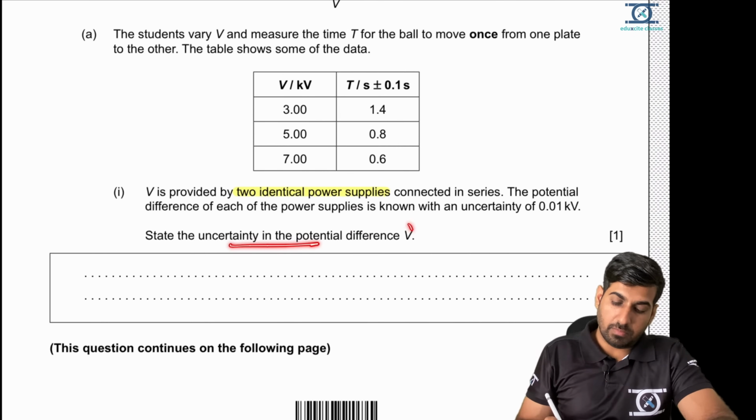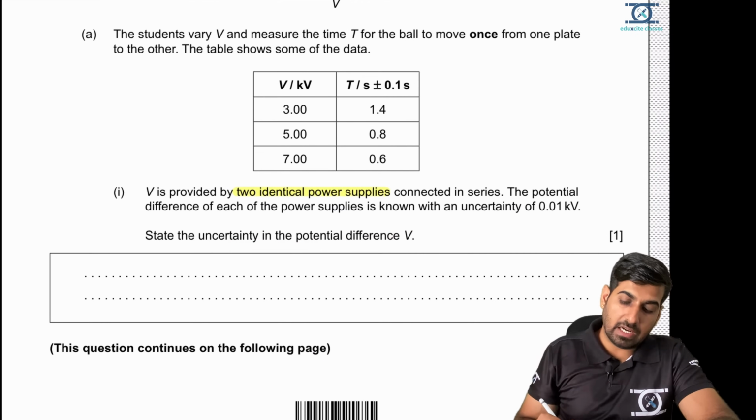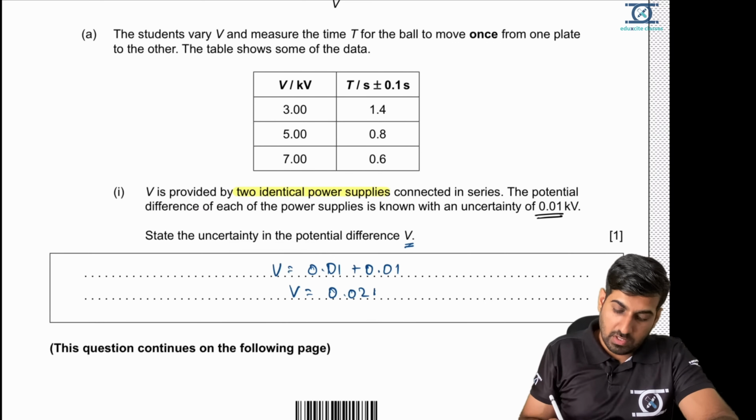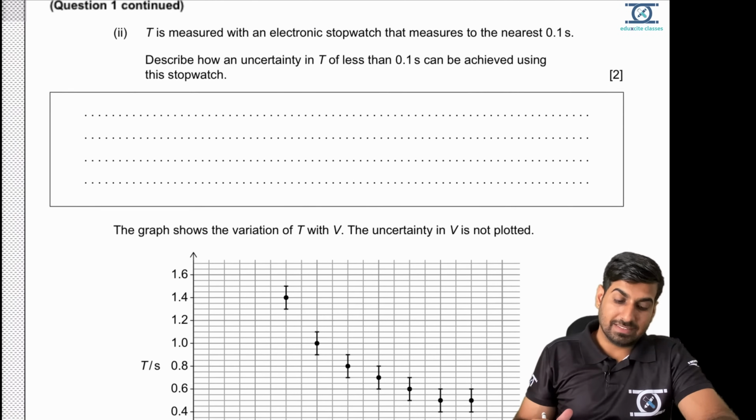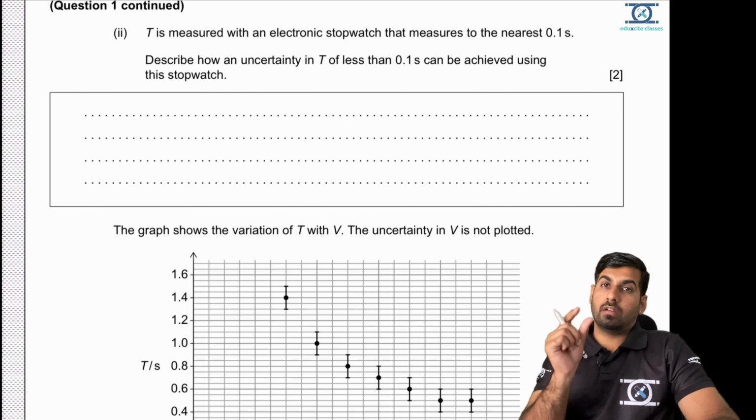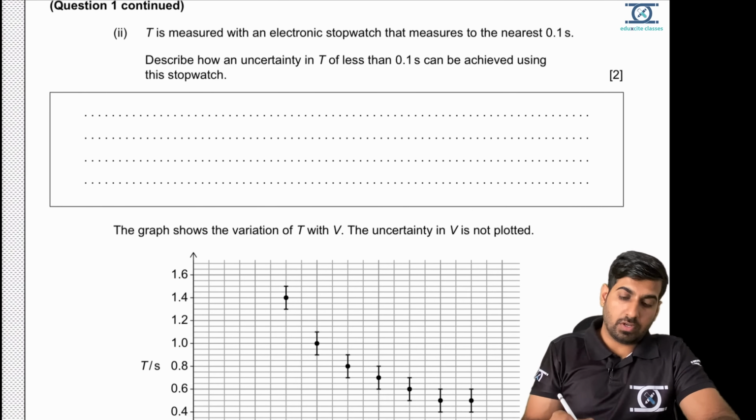State the uncertainty in the potential difference V. So we know that there are two power supplies and each has an uncertainty of 0.01 kilovolt. So the uncertainty in the potential difference for the total V will be 0.01 plus 0.01, which is 0.02 kilovolt. Quite simple. Uncertainty always gets added, so do not get confused.